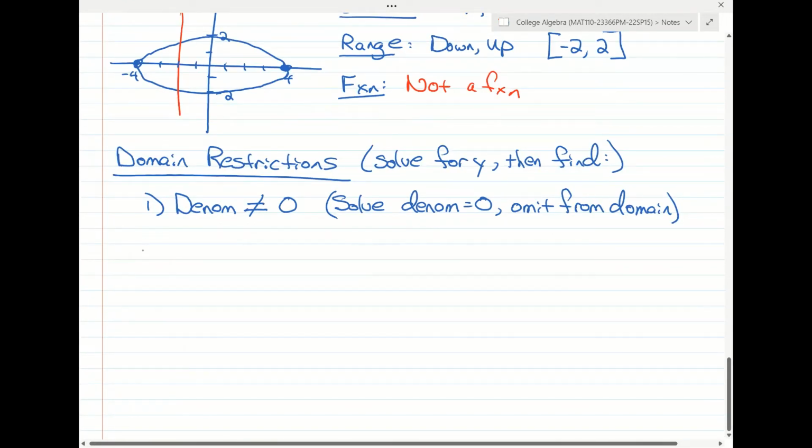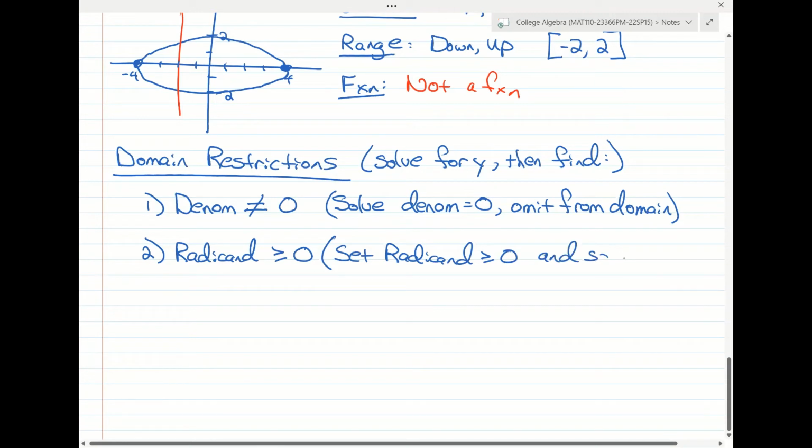The second thing we have to watch out for is that a radicand has to be greater than or equal to 0. So the way that we do this is you set the radicands greater than or equal to 0 and solve. Make sure you copy that down, and then we'll start up.